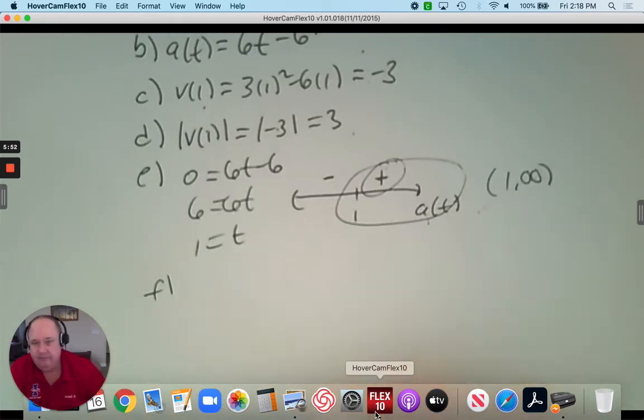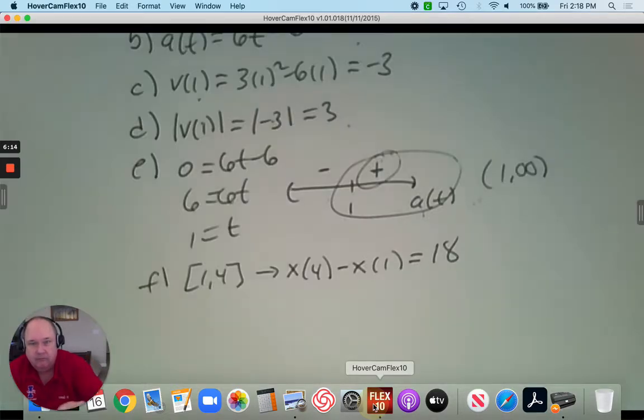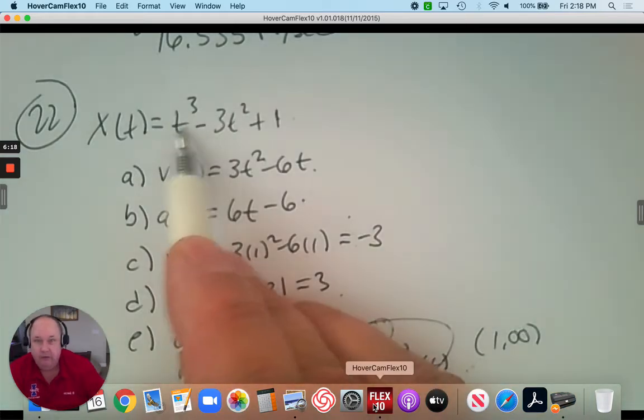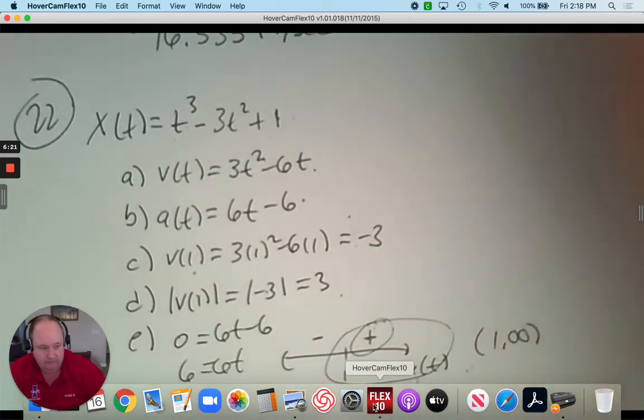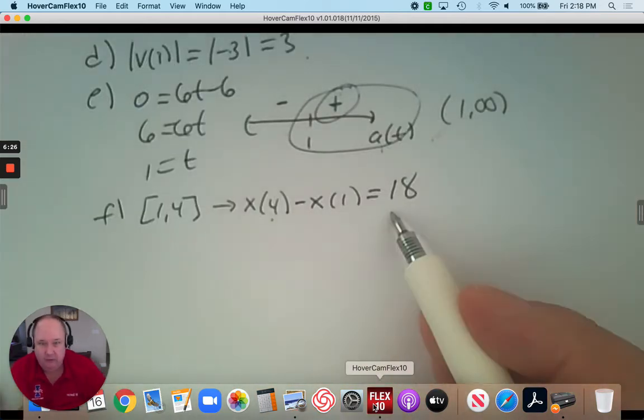F. Find the displacement from 1 to 4. For displacement, all that matters is take the position, plug in 4, plug in 1, and then just subtract them. So plug in 4, and again you're plugging 4 into here. You can use a calculator. Plug in 4, plug in 1, use your calculator, and then subtract the two answers and you get 18.